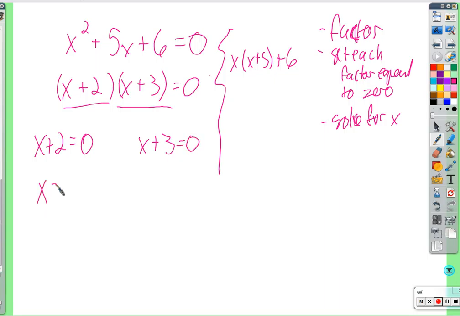Equals 0. Okay, now I have a number times another number is equal to 0. Right? So that must mean that either this number is 0 or this number is 0, and then I solve for x. Subtract 3 on both sides, x is negative.